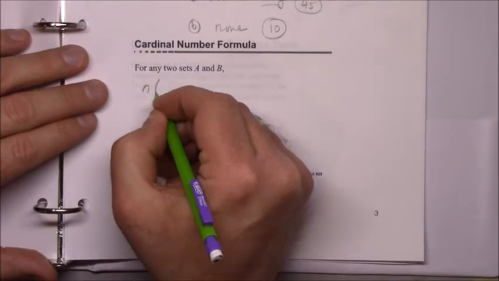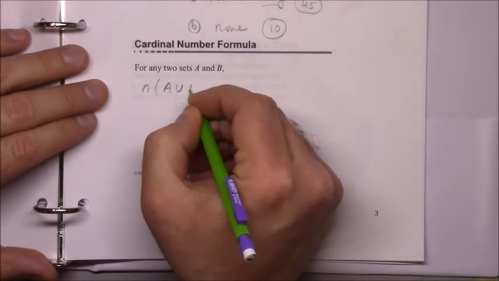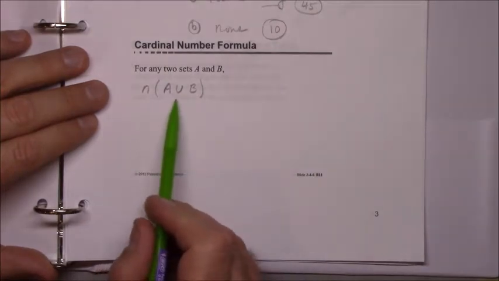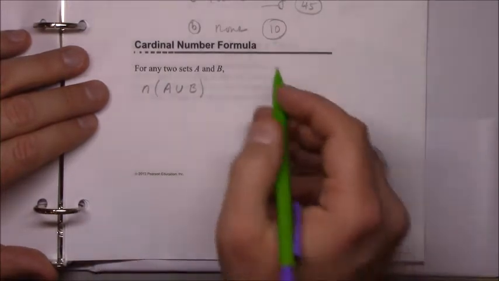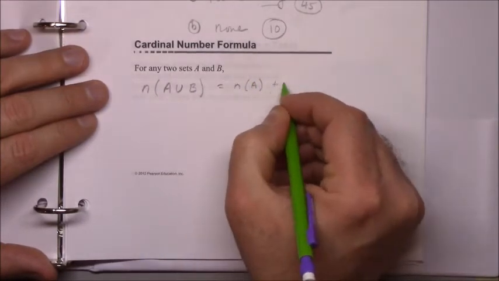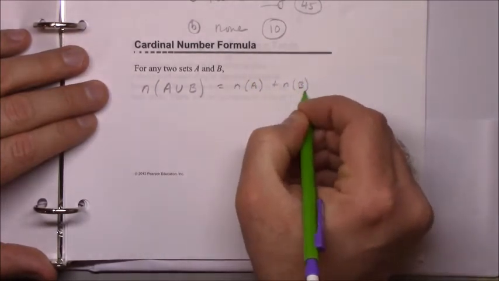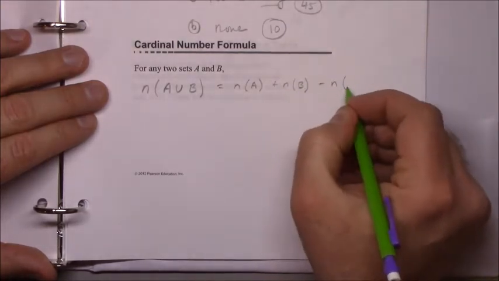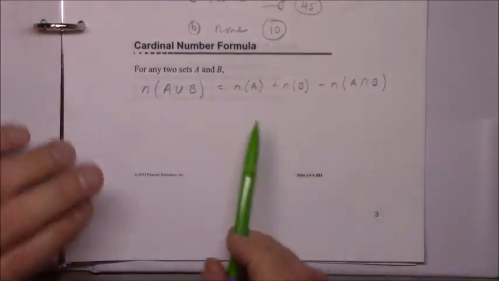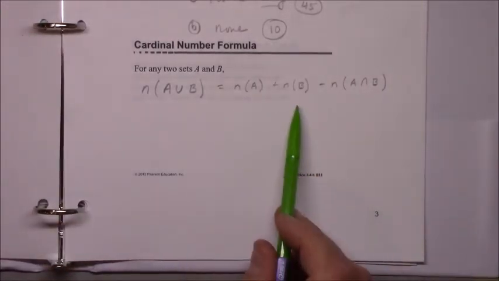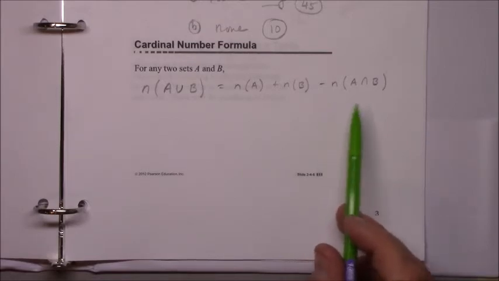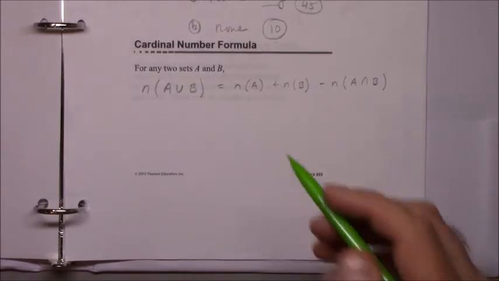If you want the cardinal number for A union B, think about it this way: how many elements are in A or B? You simply find the number of elements in A, add the number of elements in B, and then subtract the number of elements that are in both. So add up all of A, all of B, and then subtract any overlap. I'll make sure to explain that with our Venn diagram.